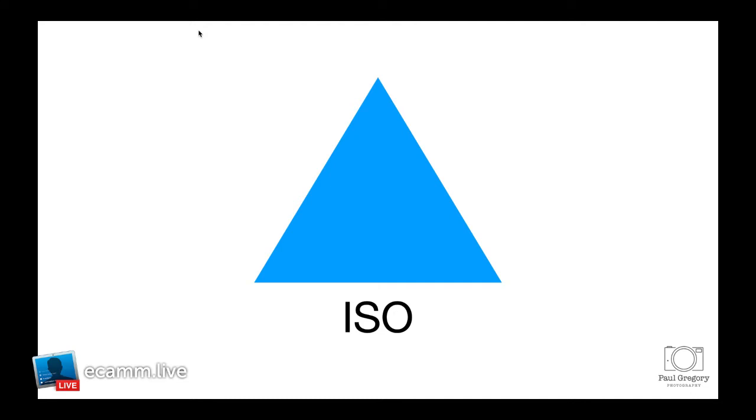ISO is the prime suspect on this. Your ISO is where the camera takes its lead from, and once you've set the ISO, the camera goes, great, I can do this, this, and this.